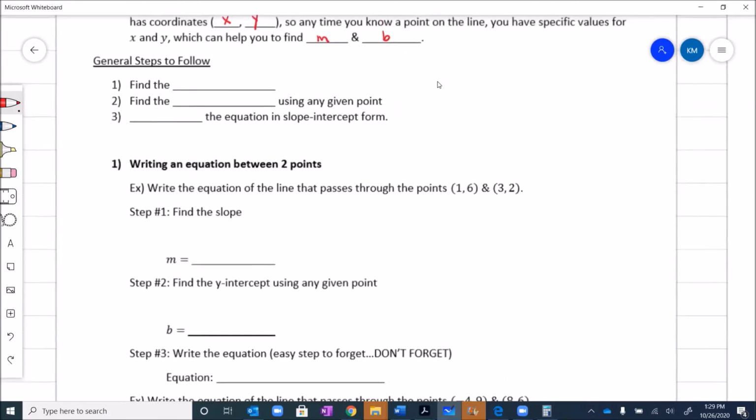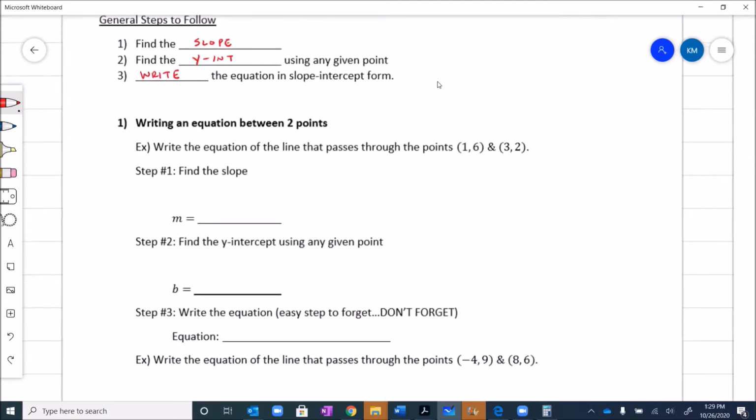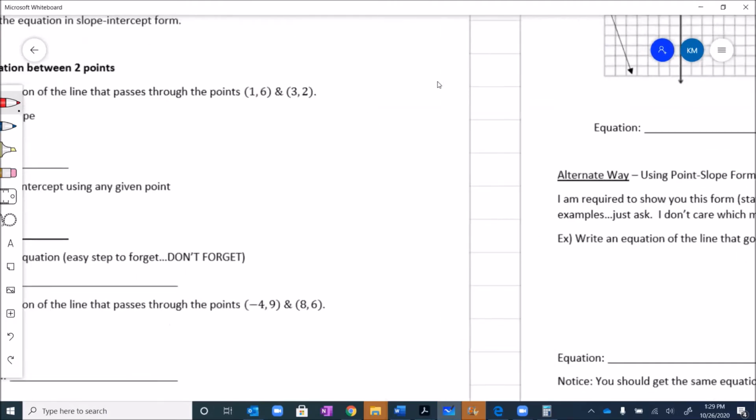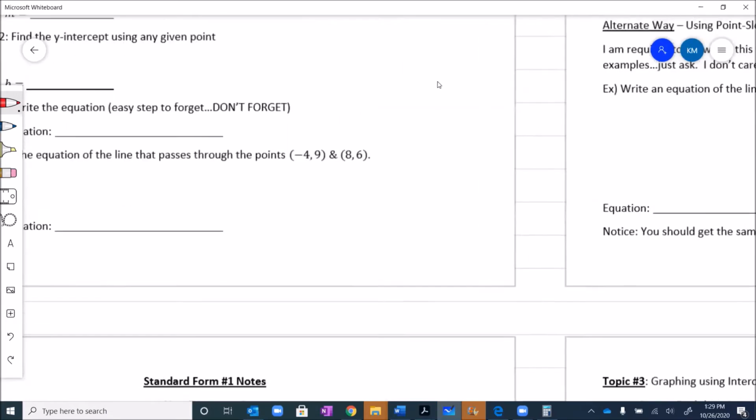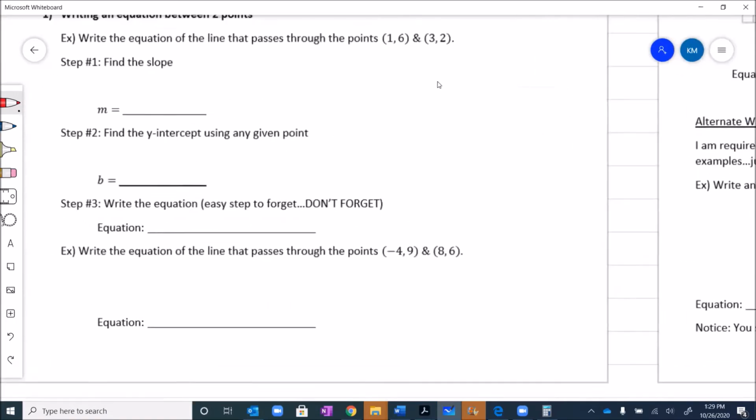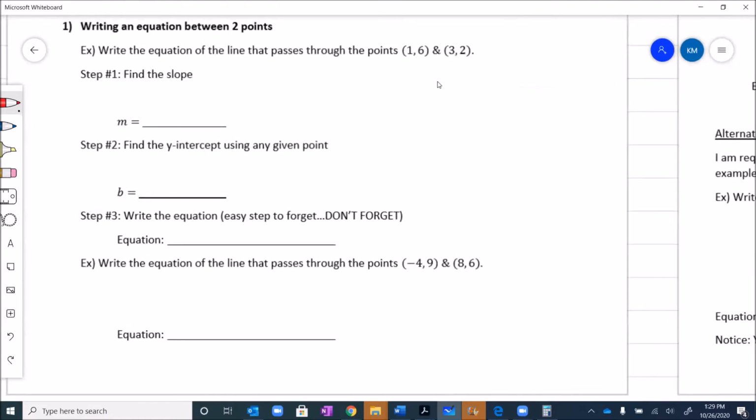Okay, so here are the general steps to follow as we write the equation of a line. We want to find the slope and find the y-intercept using any given point, and then write the equation in slope-intercept form. So here are some examples of doing just that. It's all on the screen.